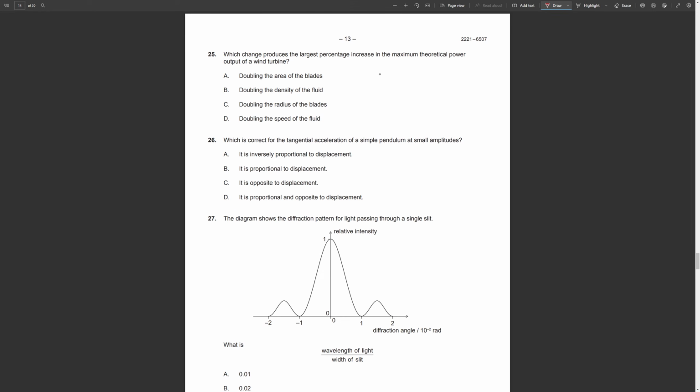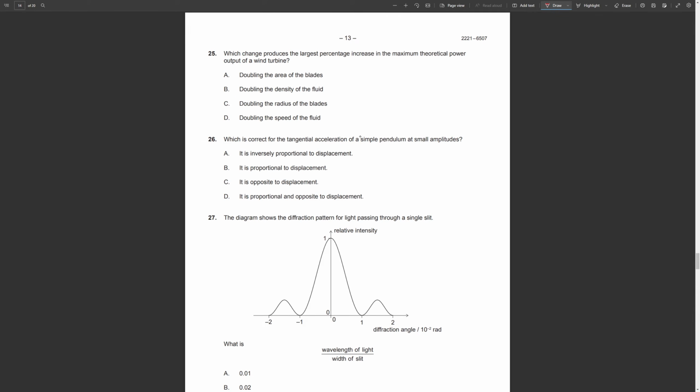Question 25. We have a wind turbine here. The power of a wind turbine is half rho A v cubed. If you rewrite it with A as pi r squared, it will be half pi r squared rho v cubed. No matter which equation you pick, the most critical factor is the v cubed. Therefore, the answer is D.